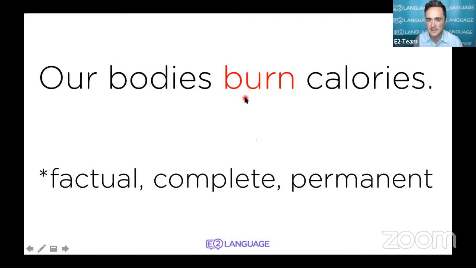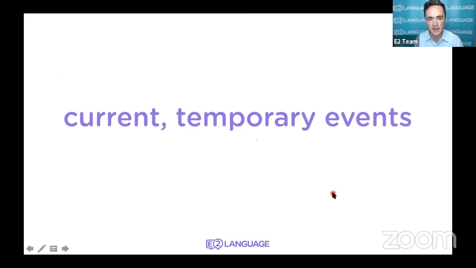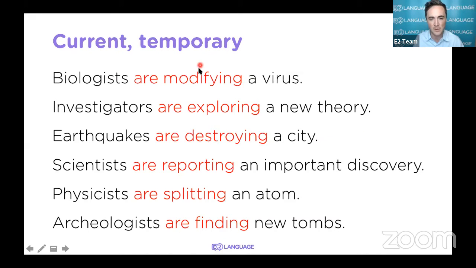It's complete, as in, I'll show you later what that means. And it's permanent. It just always does it, right? Our bodies burn calories. So we just use this verb for that. Cool. Let's move to the next verb, which is current, temporary. It describes events that are current but temporary. I want you to read these and think to yourself, think about how these events are current, now, present, but temporary, okay? I'll give you 30 seconds.